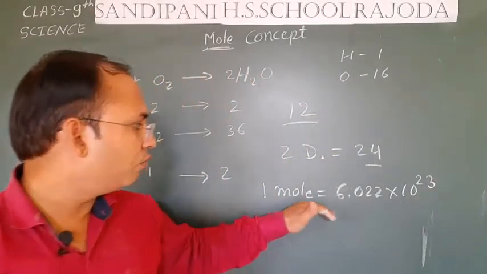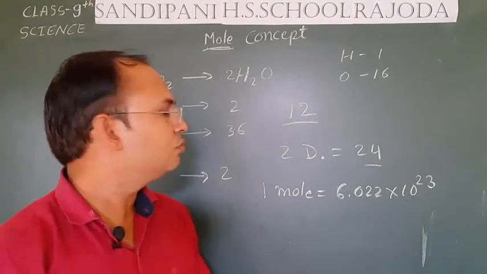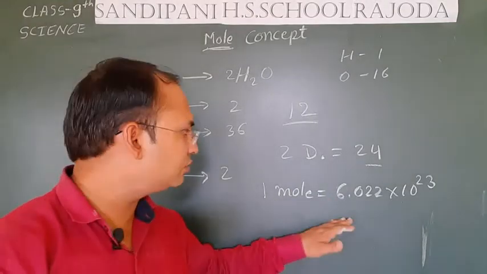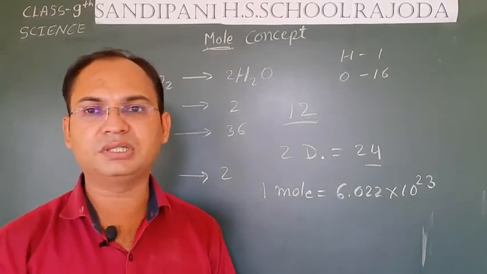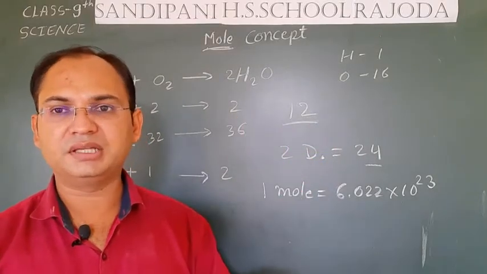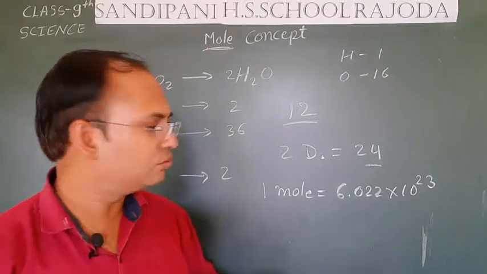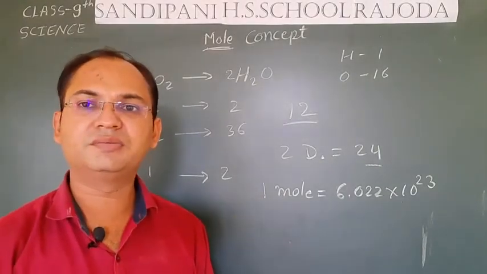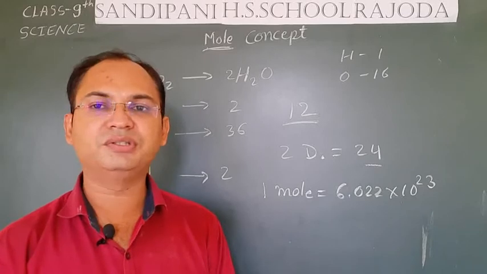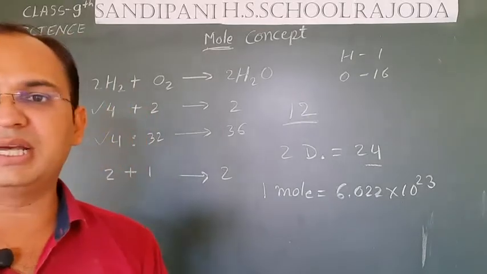Now, which number? Whose number? Either it is the number of atoms or the number of molecules, but it should be equal to 6.022 into 10 to the power 23. Just like 1 dozen is equal to 12, the thing may be either banana or pencil or rubber or copies, anything. So in the same way, here 1 mole is equal to the number of microscopic particles whose value is equal to 6.022 into 10 to the power 23. Let's understand it with the help of one example.